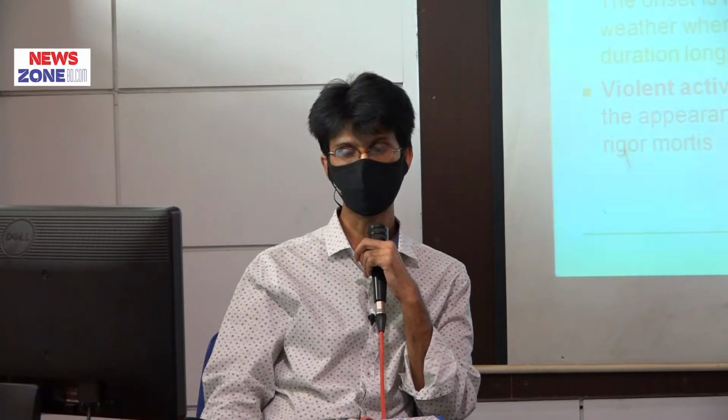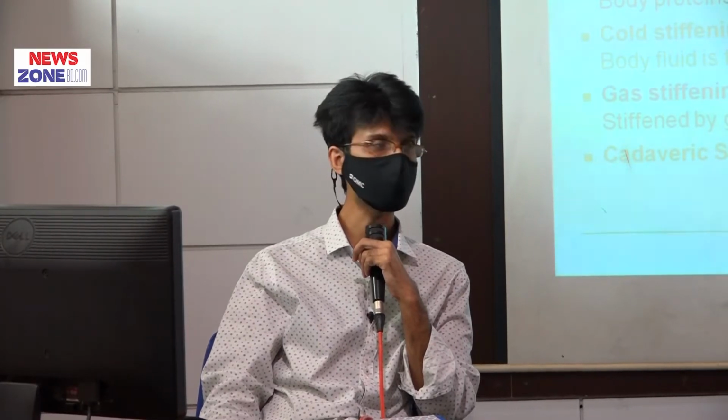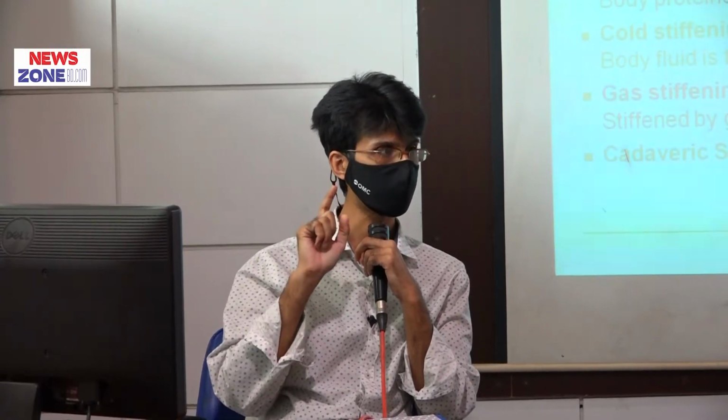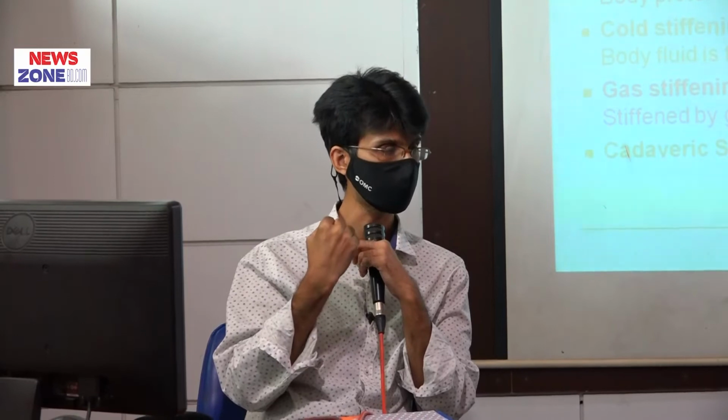There are several types of stiffening: rigor mortis, heat stiffening, cold stiffening, gas stiffening, and cadaveric spasm. Initially, we told you about rigor mortis, which is one type of stiffening. Stiffening means contraction of the dead body. Another one is cadaveric spasm. And next, three is heat stiffening.